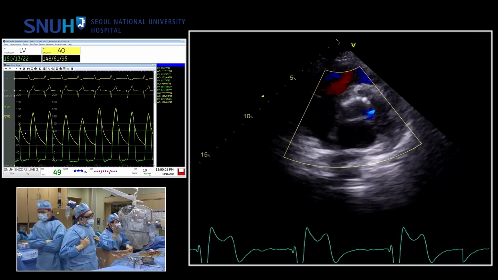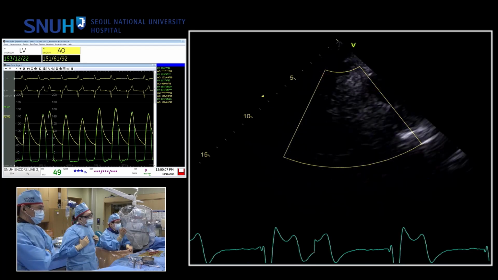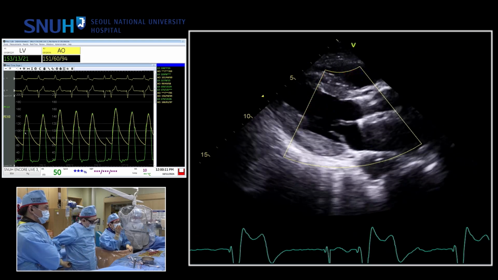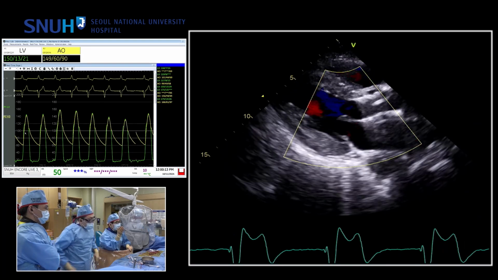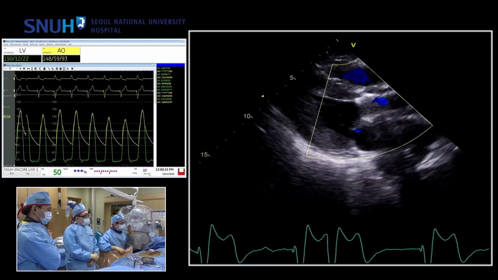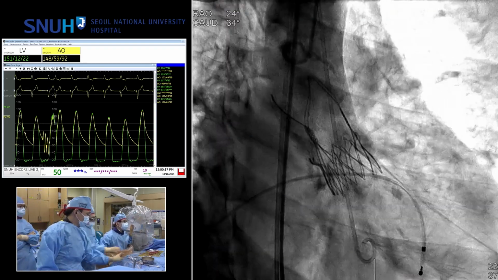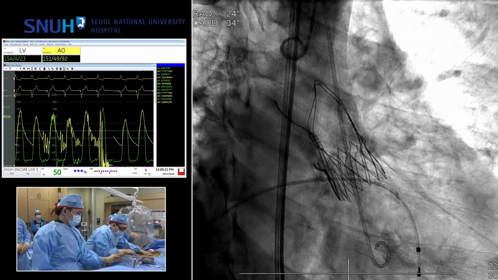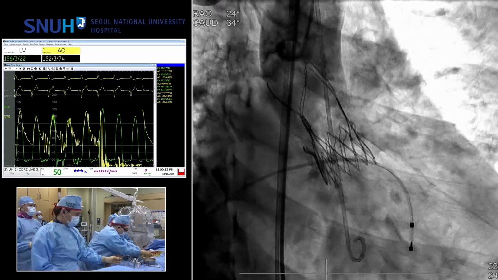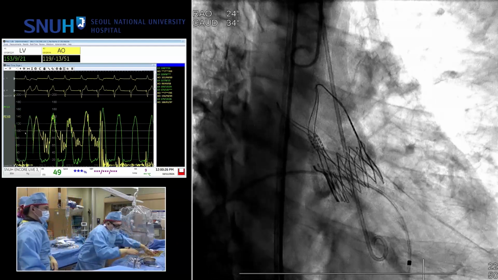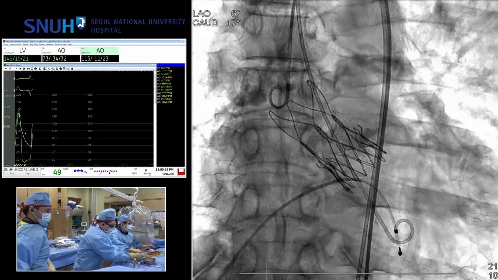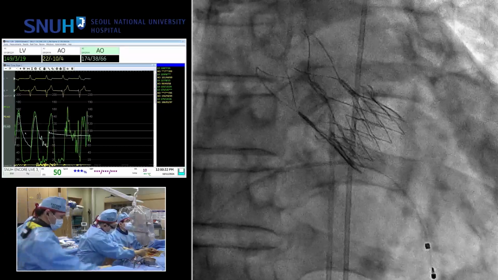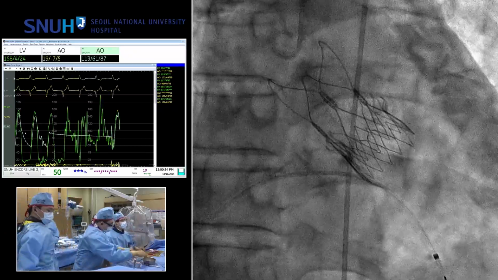Anyway, we don't touch anymore because we already performed post-ballooning with average diameter. Okay, angio, good hemodynamics. As you can see, first I'd like to remove the ventricular catheter and finally check the root aortography.